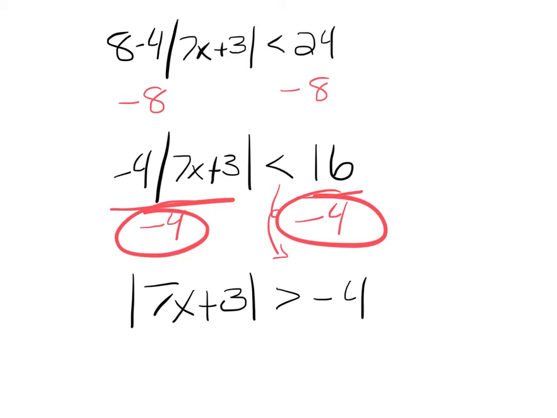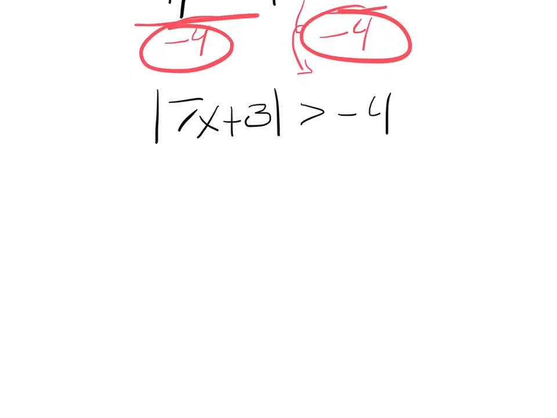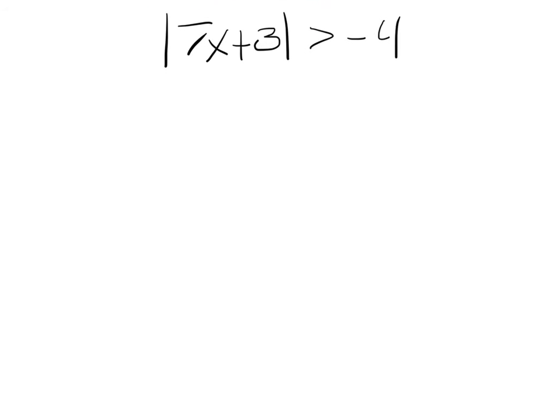Alright, now we have our absolute value isolated, so the next part is to determine if it's a greater than or less than. This is a greater than inequality right here. But this is a very rare but important situation here is I have a negative number. And anytime I have a negative or absolute value inequality or equation and there's a negative involved, my solution is going to be very strange.